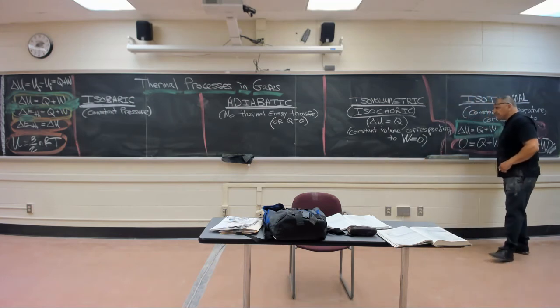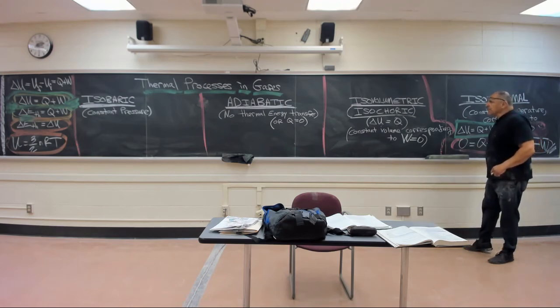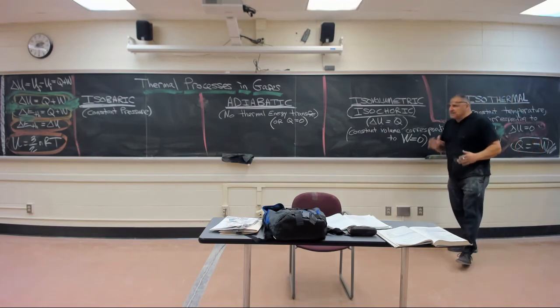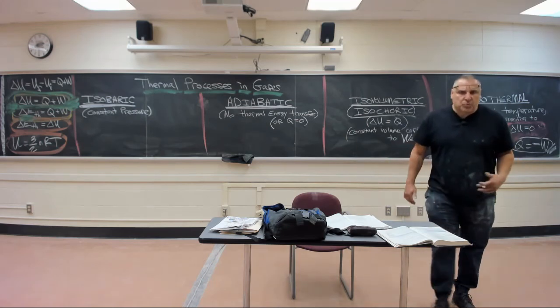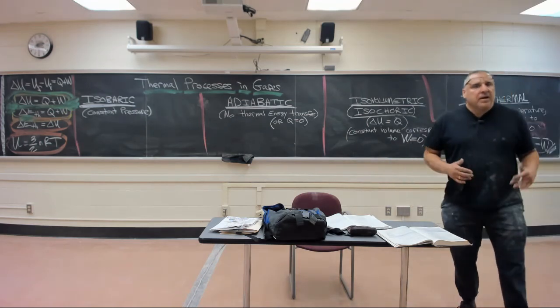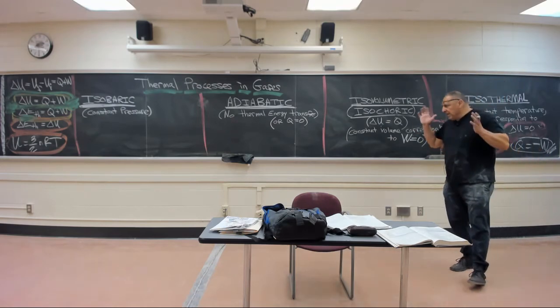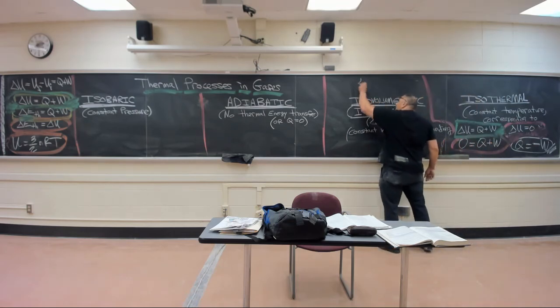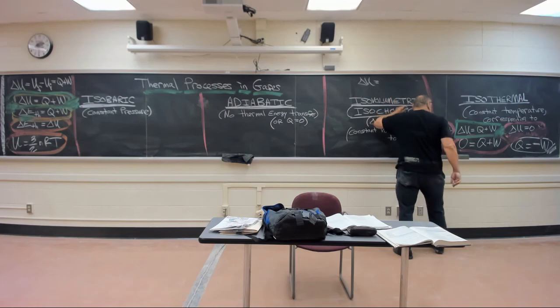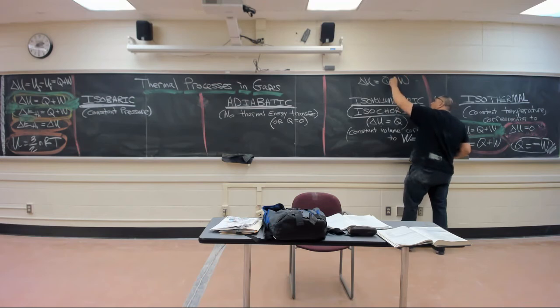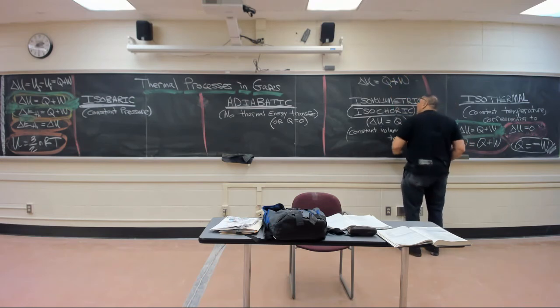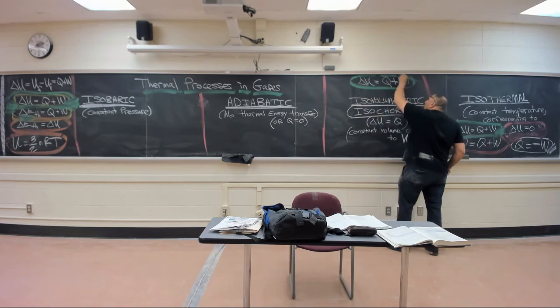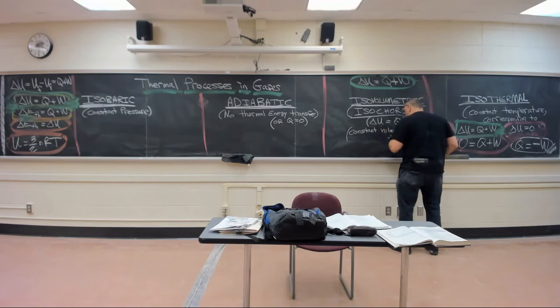If there's a constant volume, the piston ain't moving. Force times distance is work, and if the distance is 0, it ain't moving. F times 0. That's no work. If there's no work, we're talking about delta U is Q plus W. In this case, Q is equal to 0.